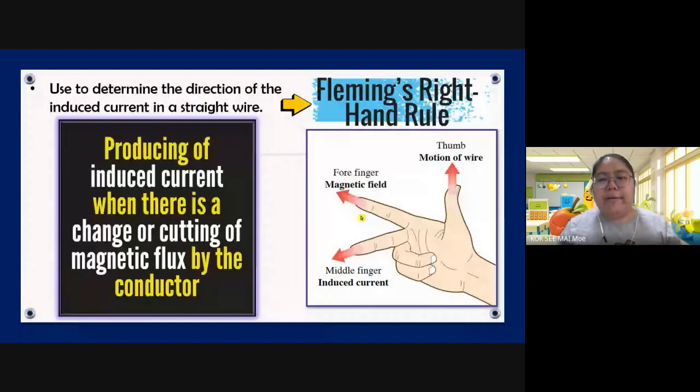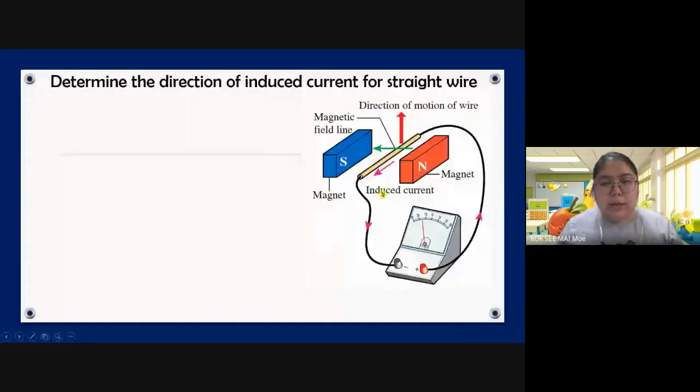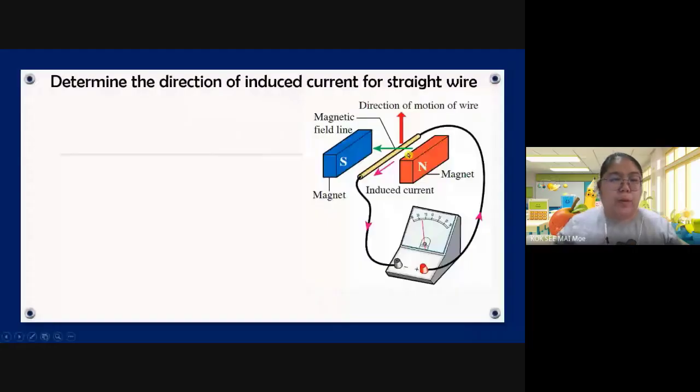Now let's determine the induced current for a straight wire. You can see the diagram now. North to south is a permanent magnet. The permanent magnet produces a magnetic field, so the magnetic field goes from north to south. We assume we know the direction of the conductor wire. Now the conductor wire moves up, as you can see from the red arrow.